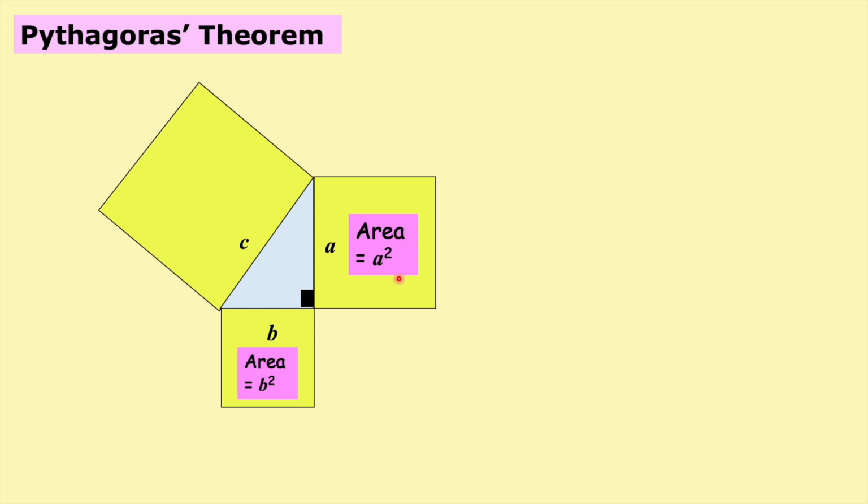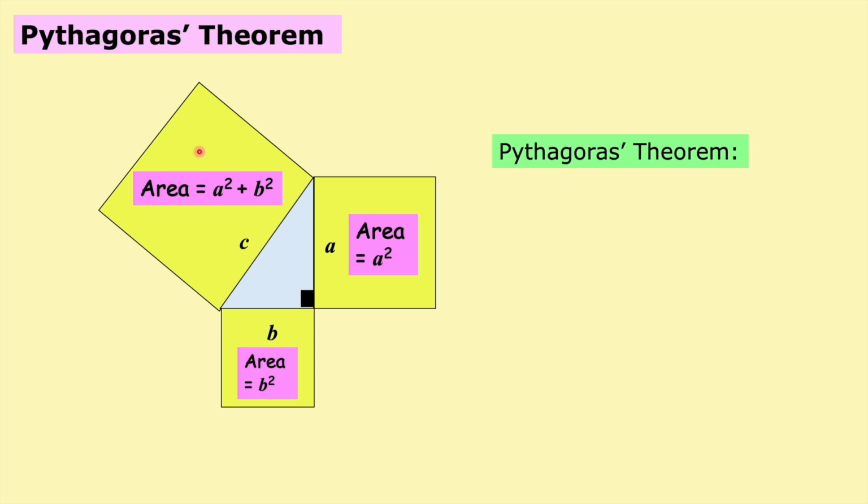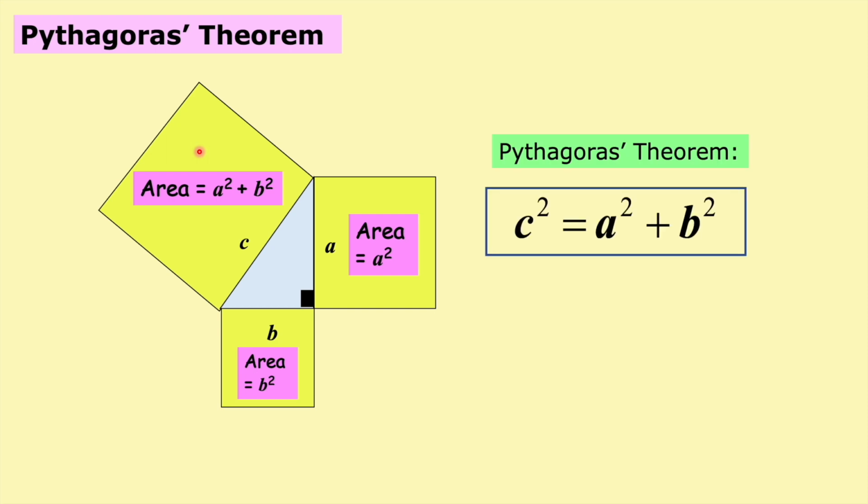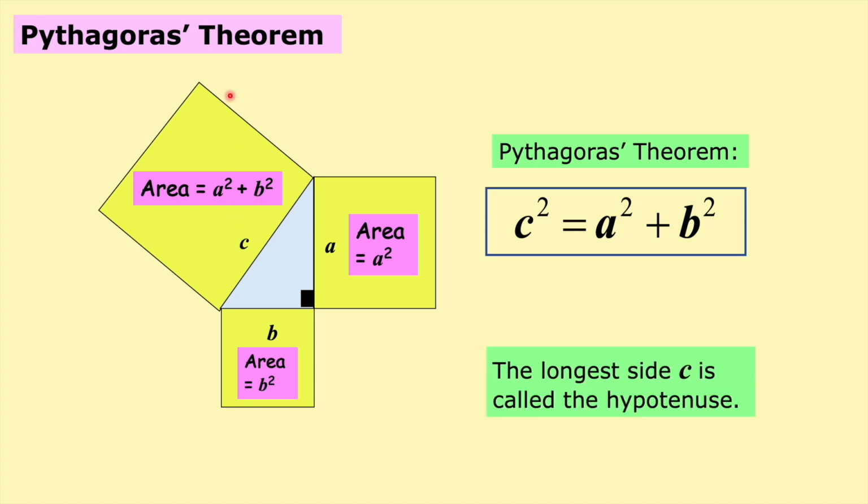And we said that if we add these two together, that will give us the area of this larger square. So the area there we can write as A squared plus B squared. Therefore, Pythagoras' theorem, the formula that we're going to be working with, is C squared equals A squared plus B squared, which is that bigger side, C squared, equals those two smaller squares added together. And just a little note that the longest side, C, is what we call the hypotenuse. So this longest side opposite the right angle, if you ever hear the word hypotenuse, that's what we mean.